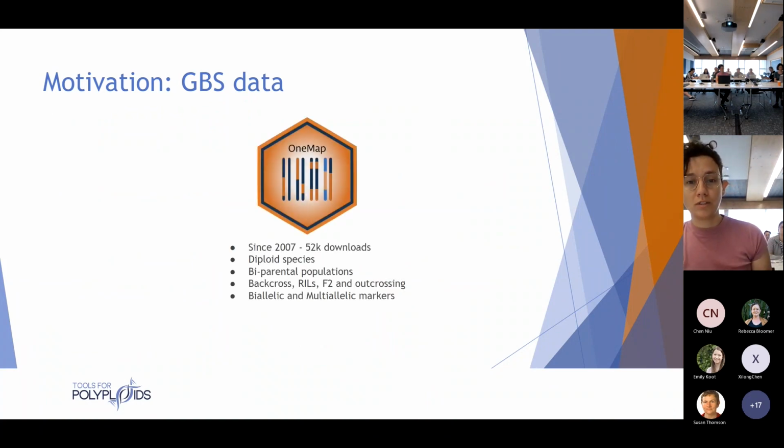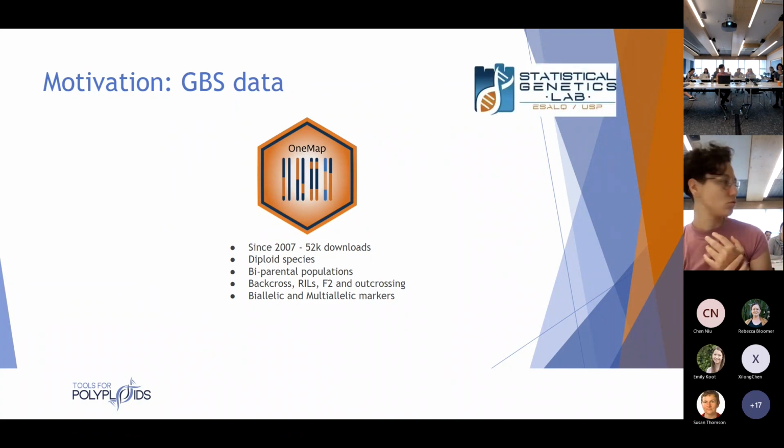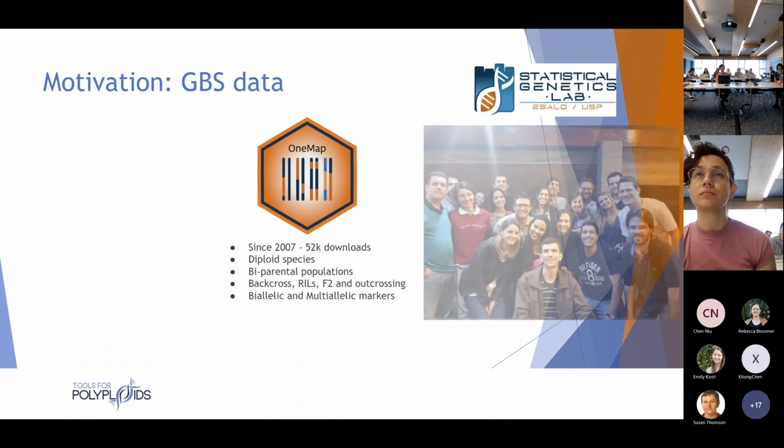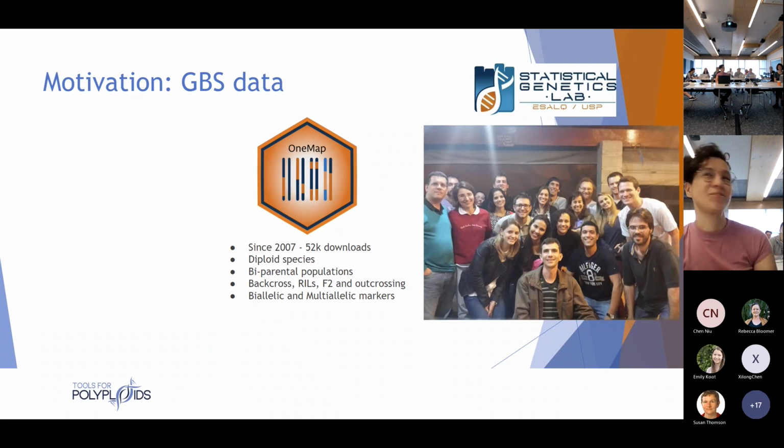We started this work because I started to build linkage maps with GBS data at the beginning of my master's, and it was diploid species, which is easy, but it was not that easy with sequencing data. So I was using at the time this package called OneMap, and it's a old software. It comes from 2007, and was created in the lab that I come from at the University of São Paulo, Brazil. And I put this picture because it's an old picture, so Marcelo is very young. It still looks like that. Yeah, so these three were the first ones to create this package.